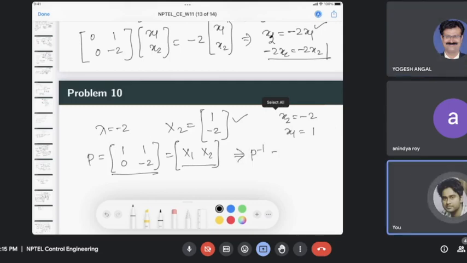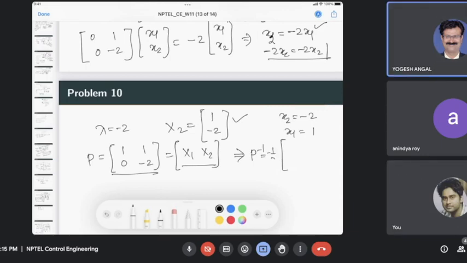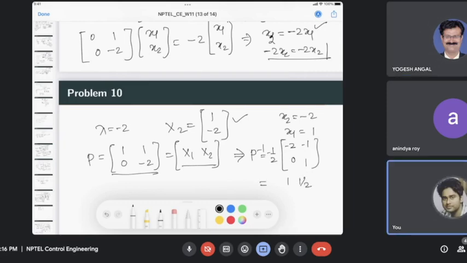So P inverse will be what? The determinant will be minus 2, and this will be 2, minus 2, 1, minus 1, 0... So it is equal to 1, half, 0, minus half.